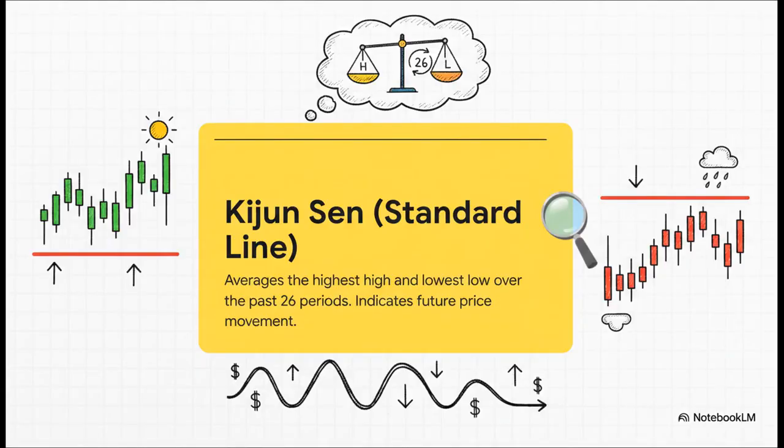So the Kijun Sen, or the standard line, is all about that medium-term momentum. All it does is find the halfway point between the highest high and the lowest low over the last 26 trading periods, which is roughly a month of trading. And its signal is simple. If the price is above this line, sentiment's generally bullish. If it's below, it's bearish.